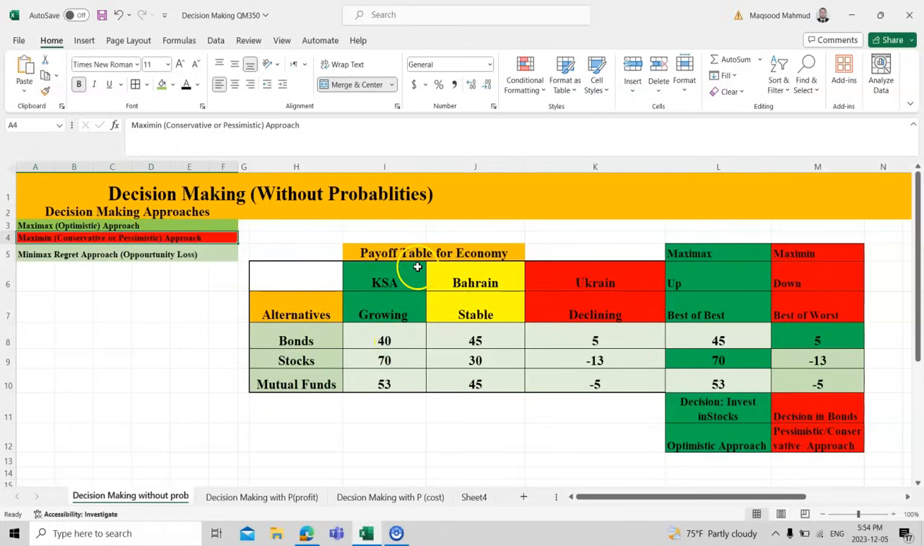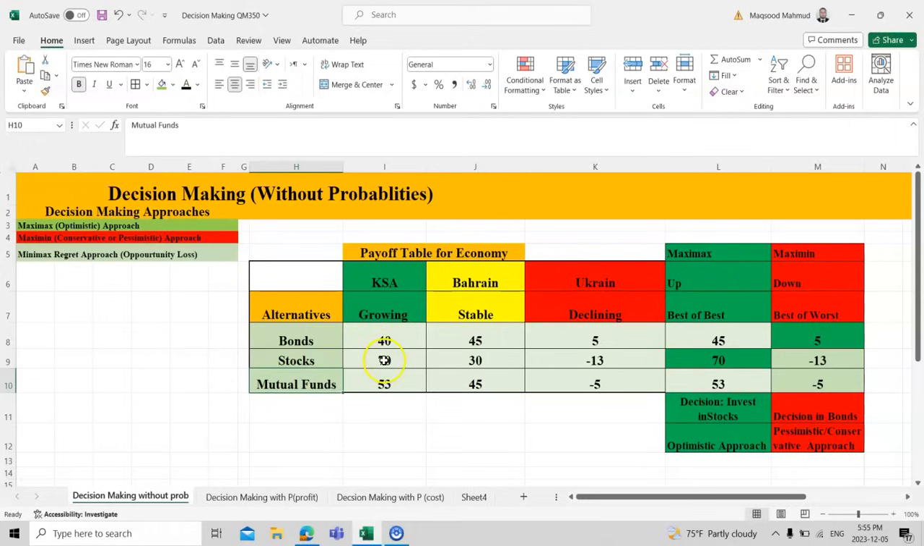So this table is called a payoff table for the economies of different countries. Let's suppose the green one is the Saudi Arabia economy, which is growing. Then we have Bahrain, which is stable, and then Ukraine, which is declining. We have different alternatives of where to invest with respect to profit: bonds, stock, or mutual fund. These are the three alternatives we need to choose from, but these are without probabilities. We don't have specific information related to the probabilities.